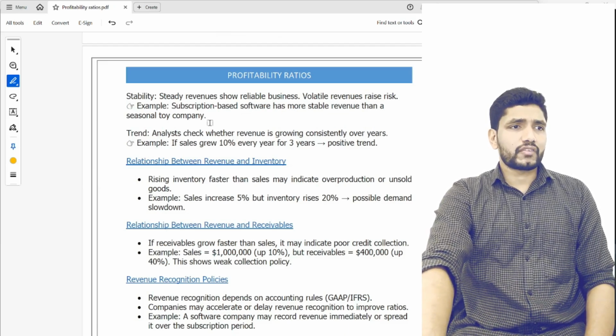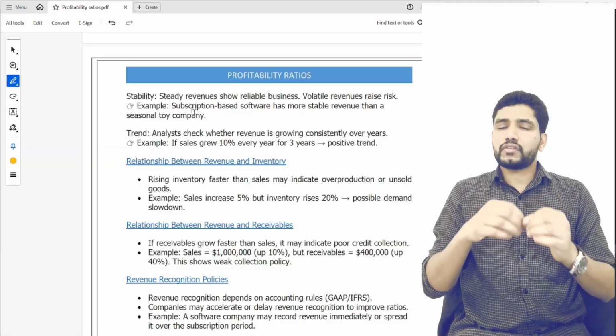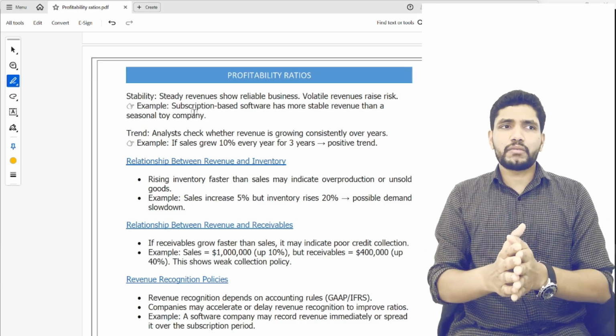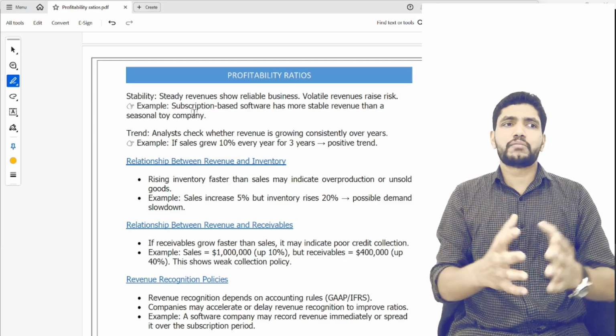Volatile revenue raises risk. For example, a subscription-based software company has more stable revenue than a seasonal toy company. Just assume a subscription software-based company should have more stable income than a seasonal company. That means for seasonal companies, there should be some ups and downs in sales during a period of time. This is very normal for a seasonal company, but for a steady revenue company like a subscription-based or non-seasonal business, the revenue should be stable.